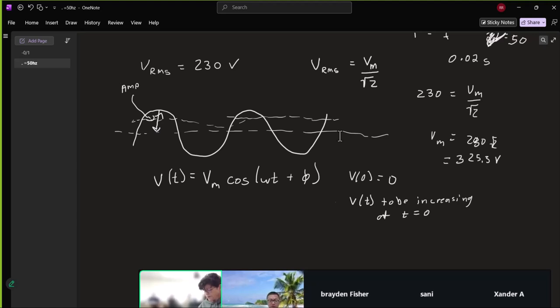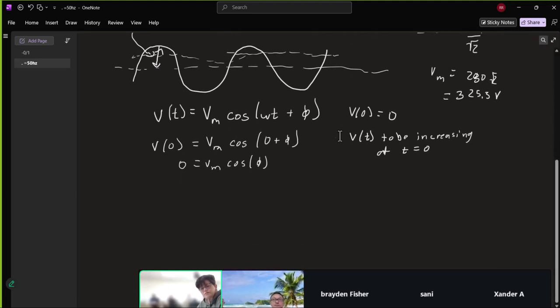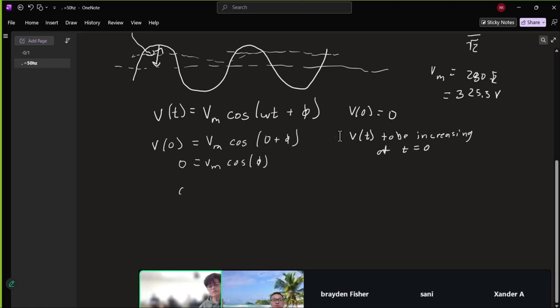That would determine the phase angle. If I plug in 0, V of 0 equals Vm cosine of 0 plus phi. So this is actually going to get us our phase angle: Vm cosine phi, and we need that to be 0. So where is cosine 0? Pi over 2 or negative pi over 2, or 90 degrees, plus or minus 90 degrees. So that's going to be what phi is.